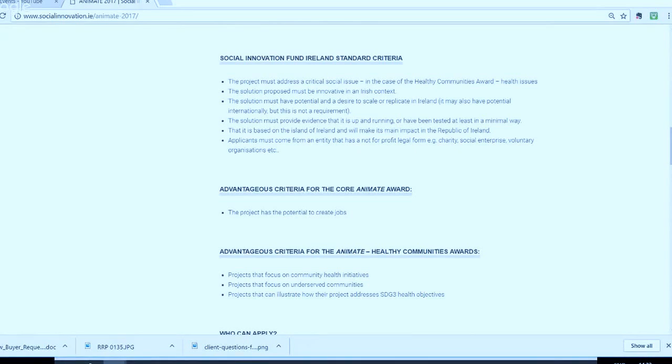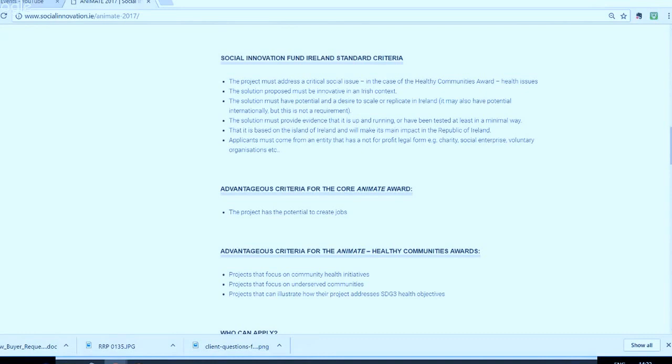So the last two criteria. Aisling touched on the fact that applicants must come from an entity that is a not-for-profit legal form. So examples of this would be a charity, a social enterprise, or a voluntary organization. Some not-for-profit legal forms would be a CLG, which is a company limited by guarantee, or an unincorporated association. And there's a list of those on the internet if you want to research them further to see whether you fall within that legal form.